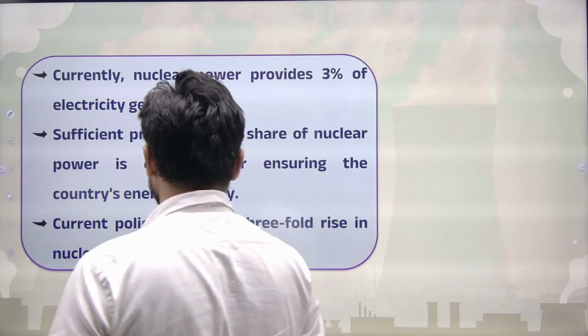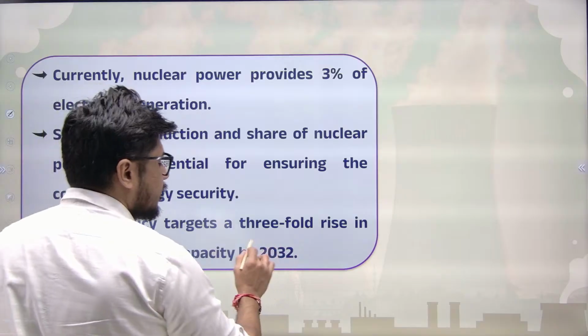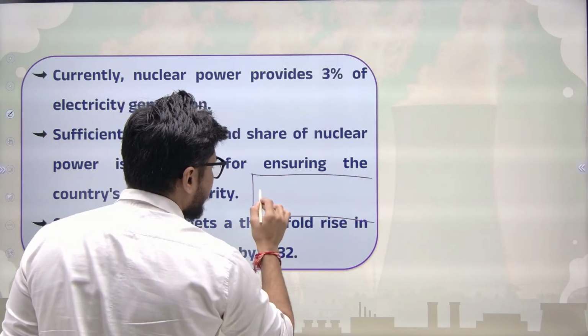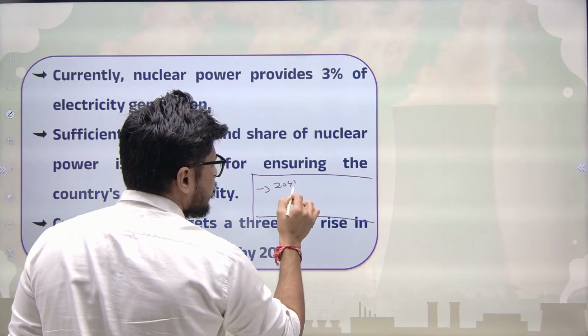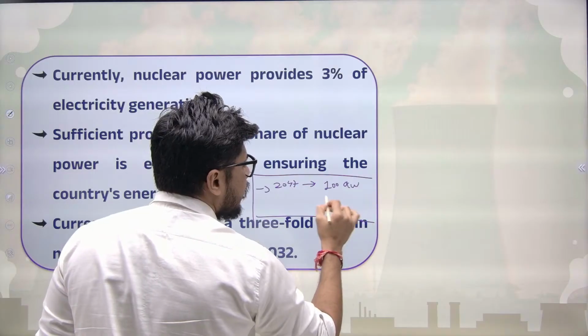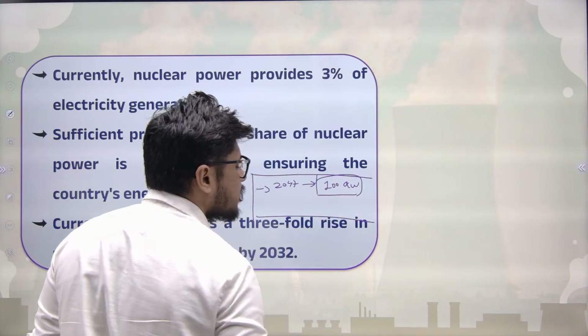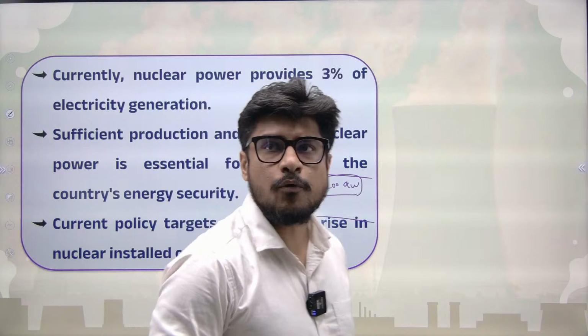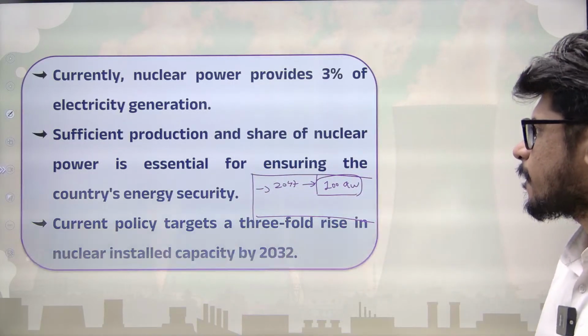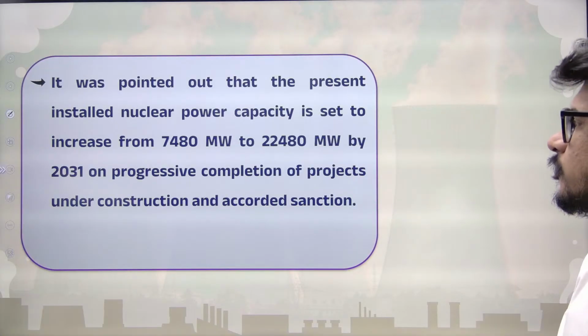And as I have told you, our next focus is 2047, and how much do we want to generate? A 100 gigawatt nuclear facility. We are going to produce 100 gigawatt by 2047.